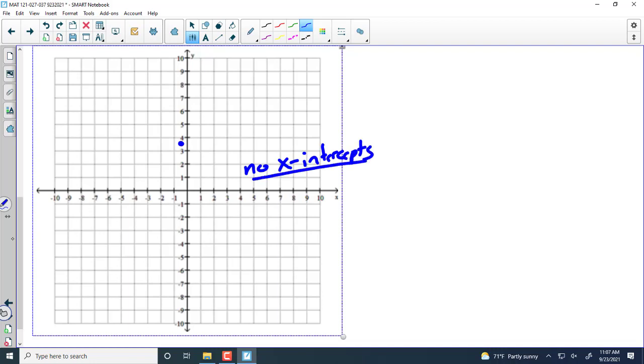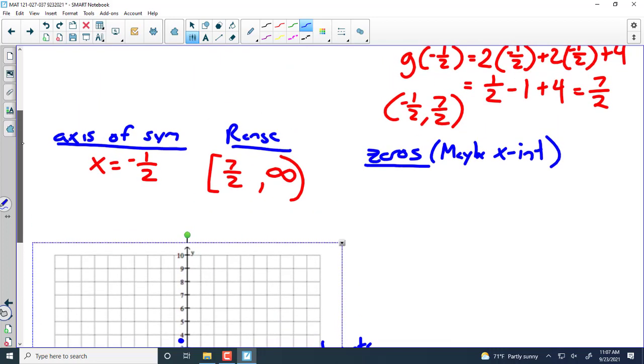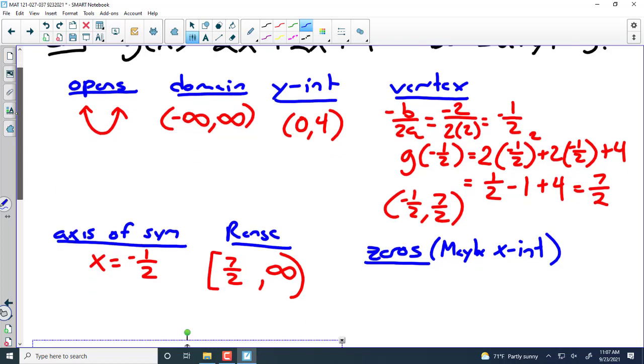And if we don't hit the x-axis at all, we don't have any x-intercepts. What does that tell you about our zeros? They're going to be imaginary. We should still find them, but they're going to be imaginary.